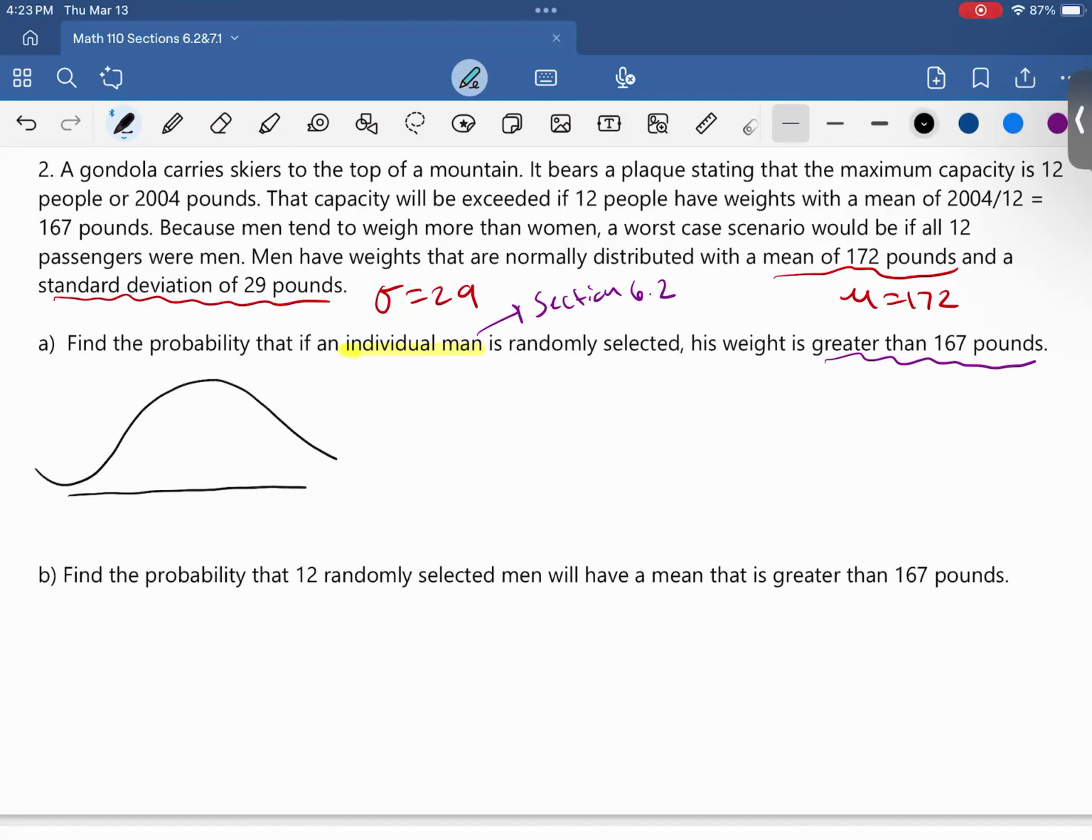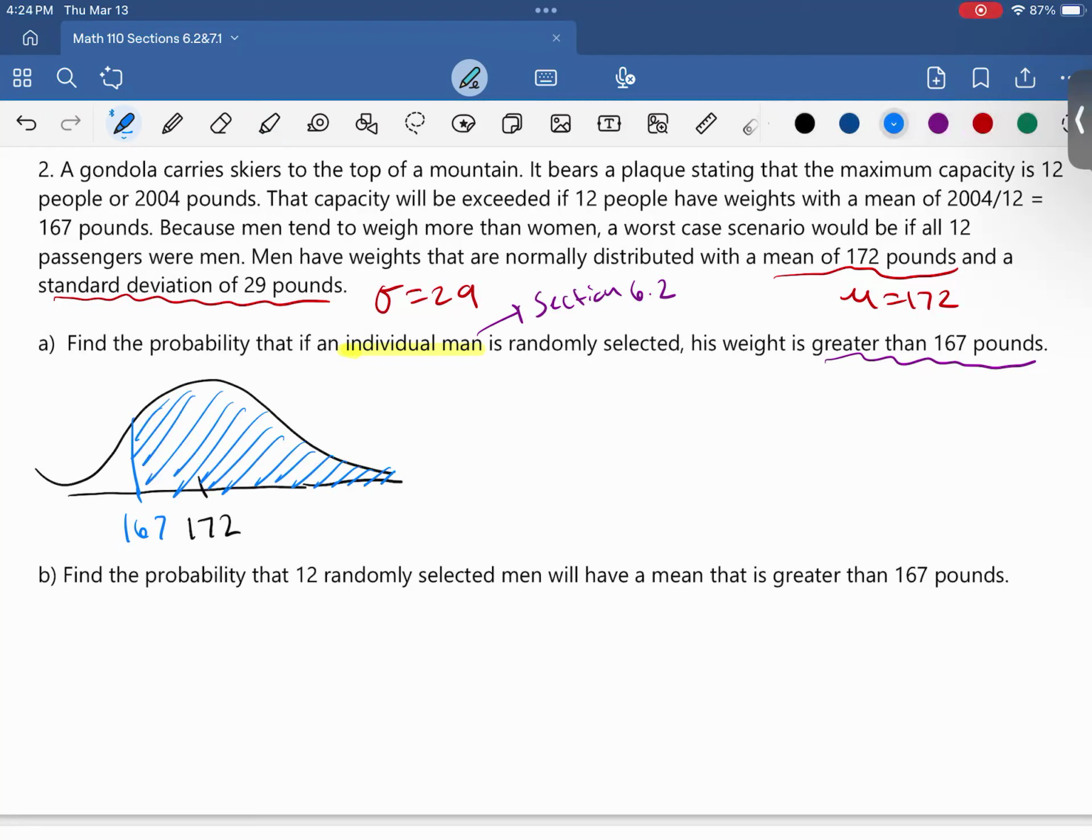So here's our distribution right here. We have a mean of 172, and we want to find a weight greater than 167 pounds. So 167 is going to be to the left of 172, and it says greater. So what I need to do here is shade everything above 167. That shaded region is what I need to determine.